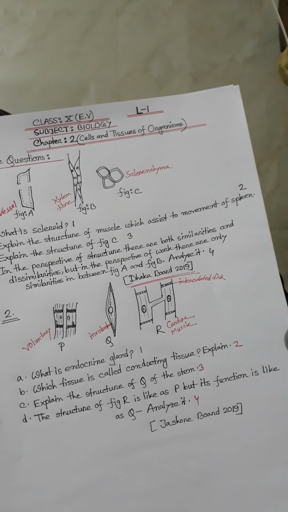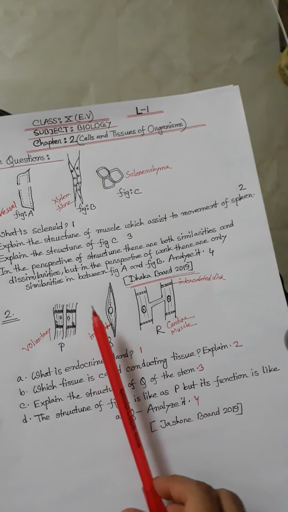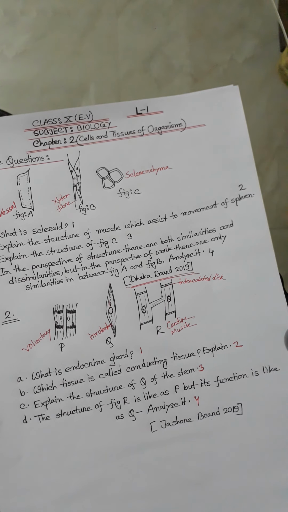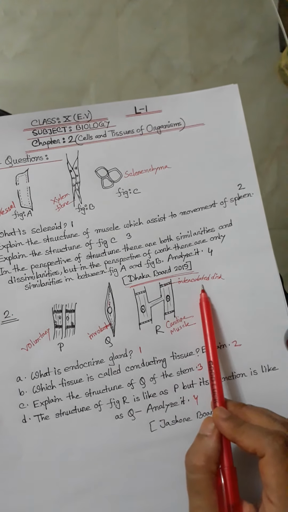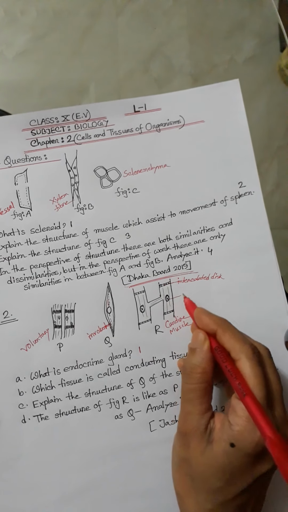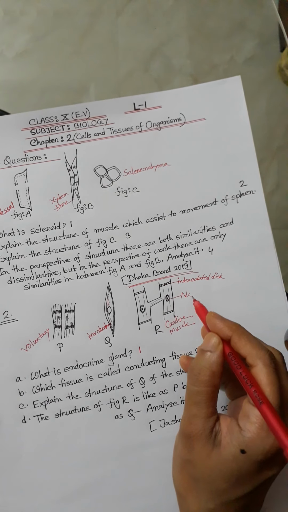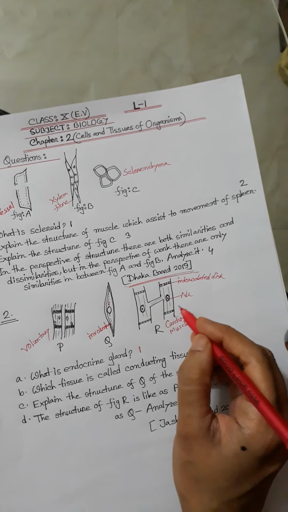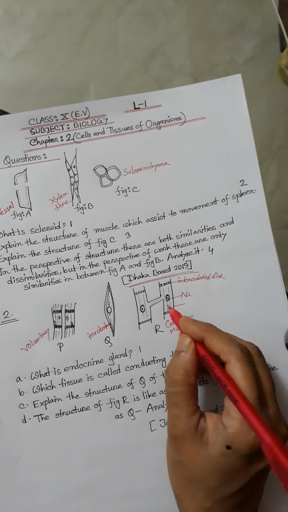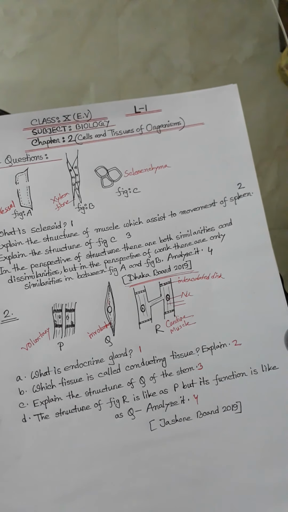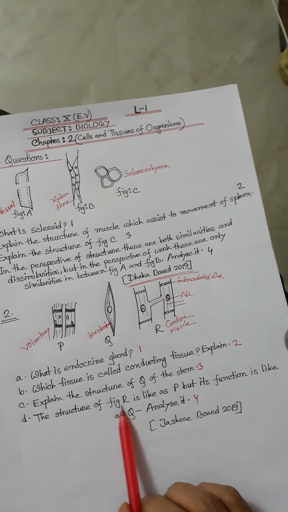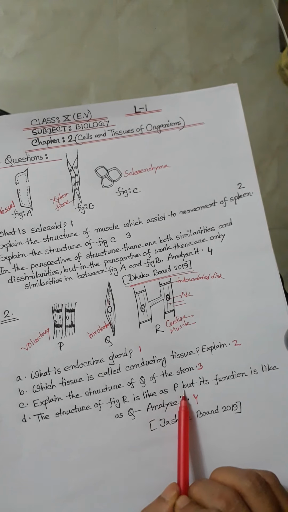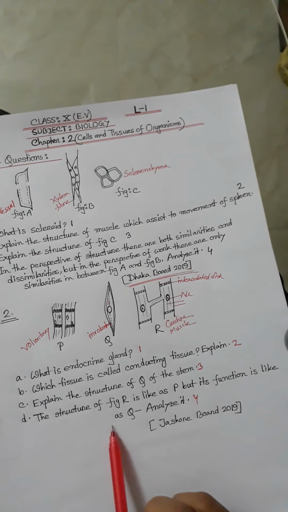And you draw the figure of cardiac muscle. This is the intercalated disc, this is the nucleus, this is the sarcolemma, and this is the myofibril. So the structure of figure R is like P, but its function is like Q.